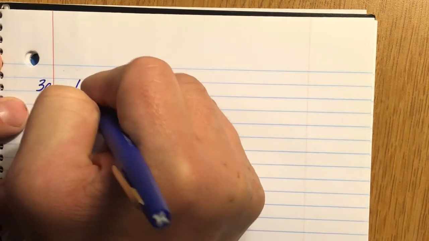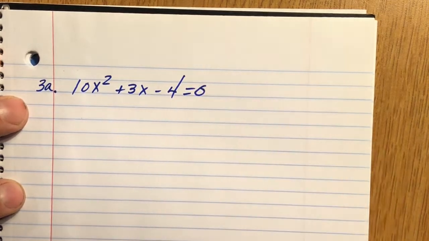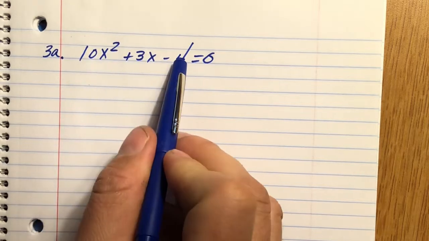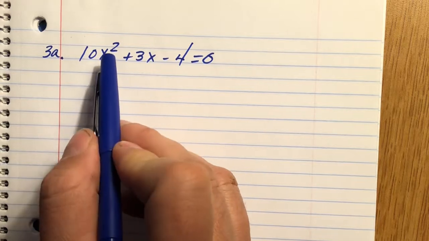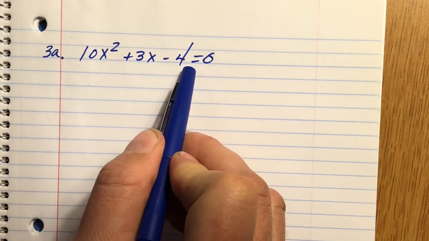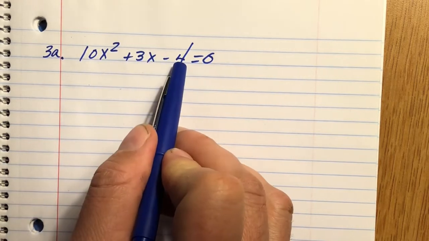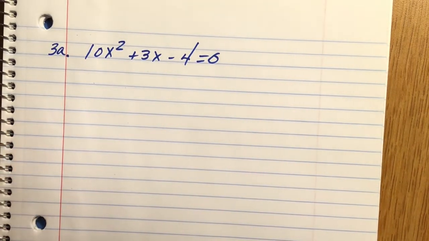So for example 3a, we have 10x squared plus 3x minus 4 equals 0. A couple things. First of all, you always have to ask yourself, is this in standard form? And it is. Remember, standard form means the exponents are in descending order. And then, are there any GCFs that these three terms have in common that I could pull out to make it a little bit easier on myself? And the answer is no. So we're just going to have to factor this one as is.